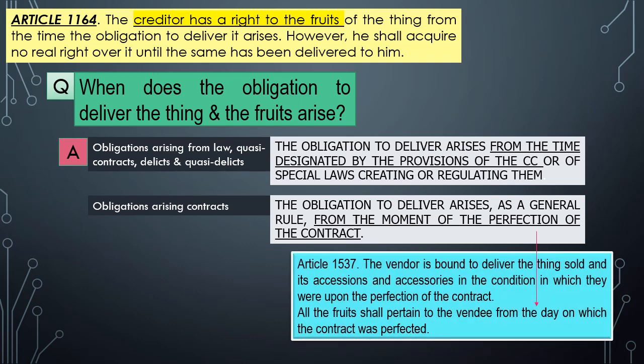What is the basis? Your basis is Article 1537. The vendor is bound to deliver the thing sold and all accessions and accessories upon the perfection of the contract. Also, the vendor shall deliver the fruits from the day on which the contract was perfected. But is this rule absolute? No, because the parties can agree that the delivery of the thing and the fruits will happen at a different period or at a different time.